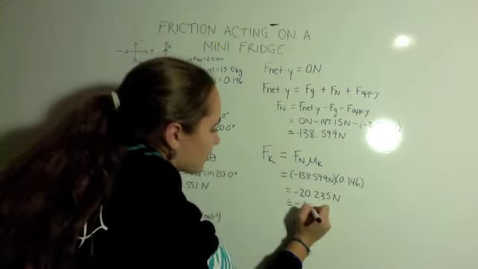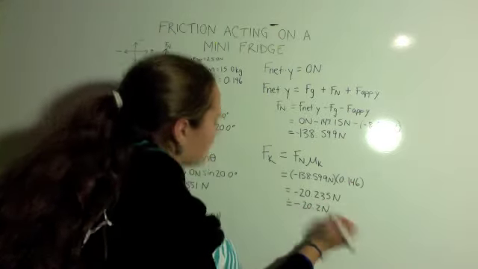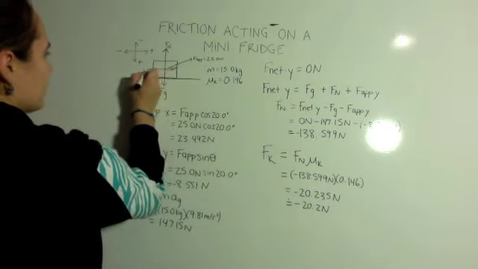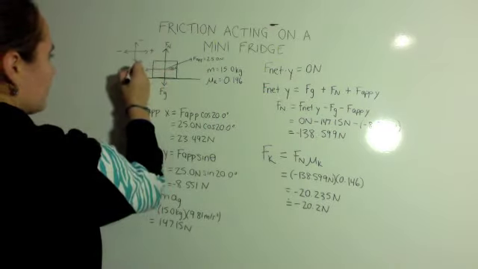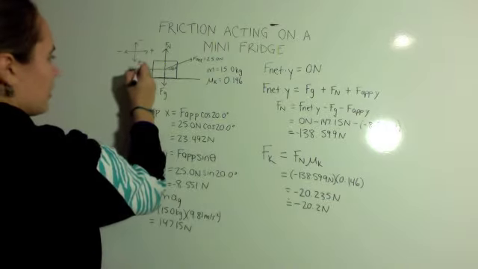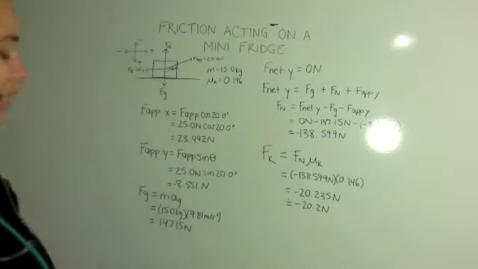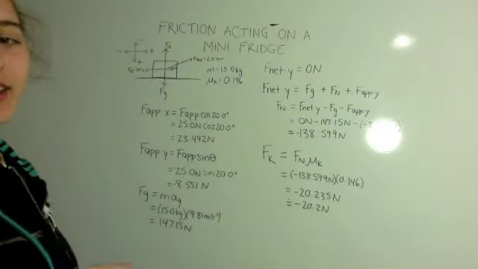negative 20.2 newtons. So now we know that the force of friction is going to the left at 20.2 newtons. And there you go. That's how you find the force of friction acting on an object.